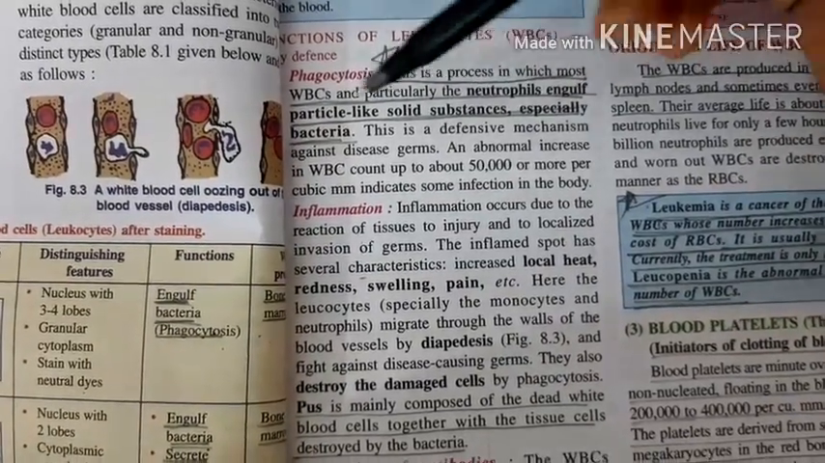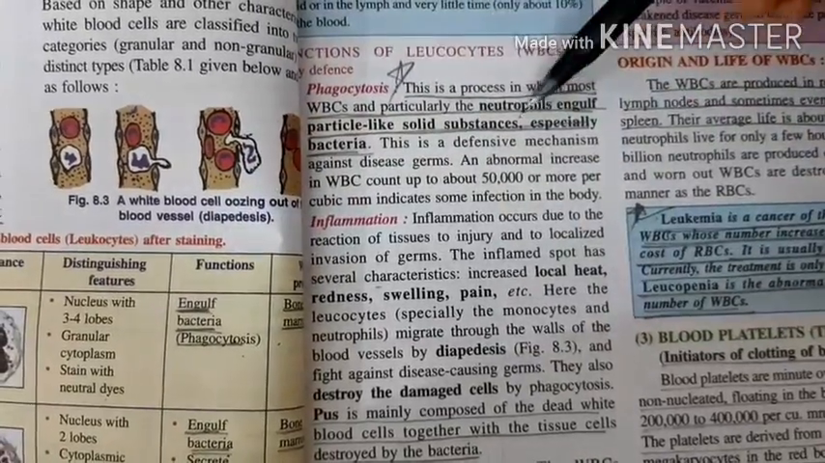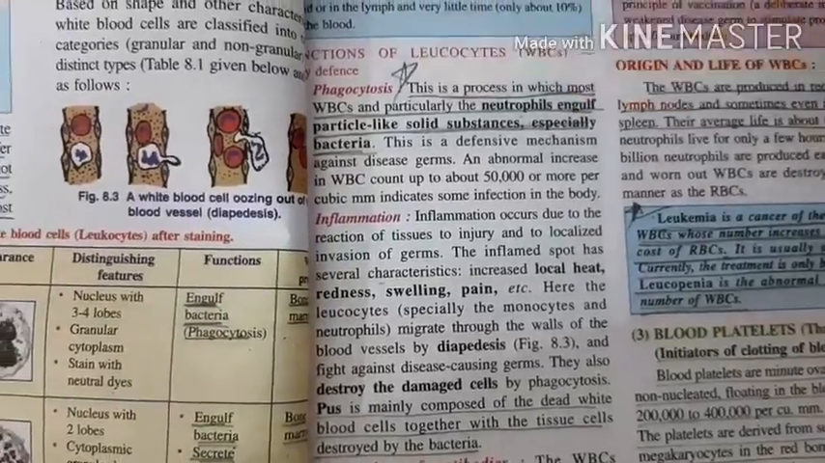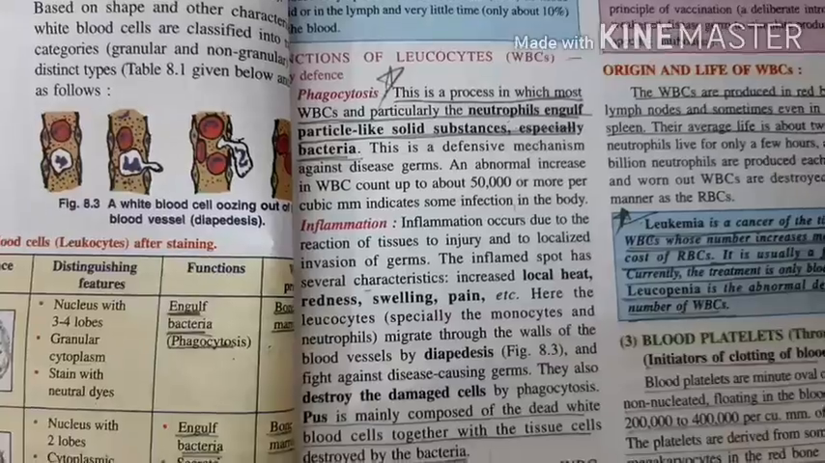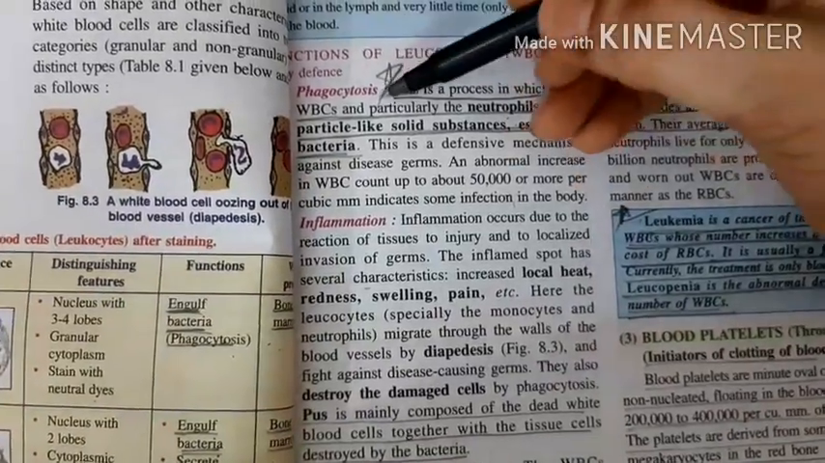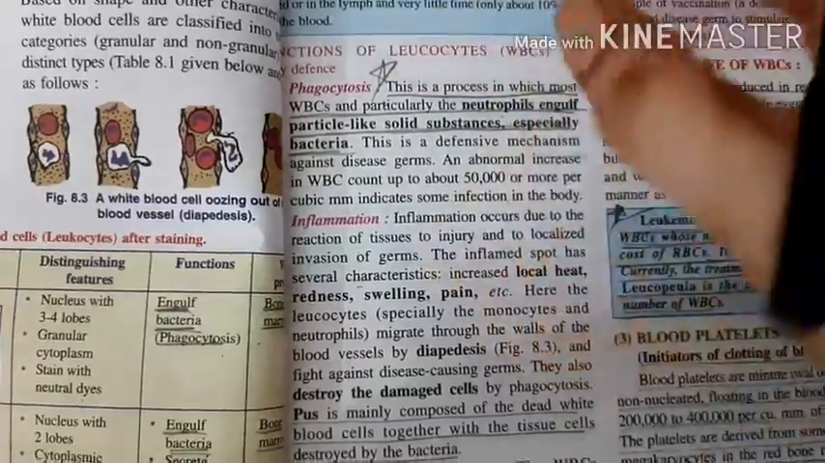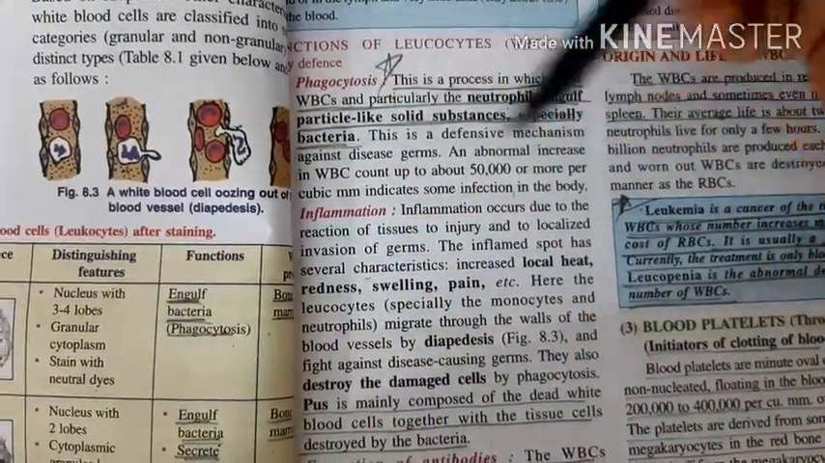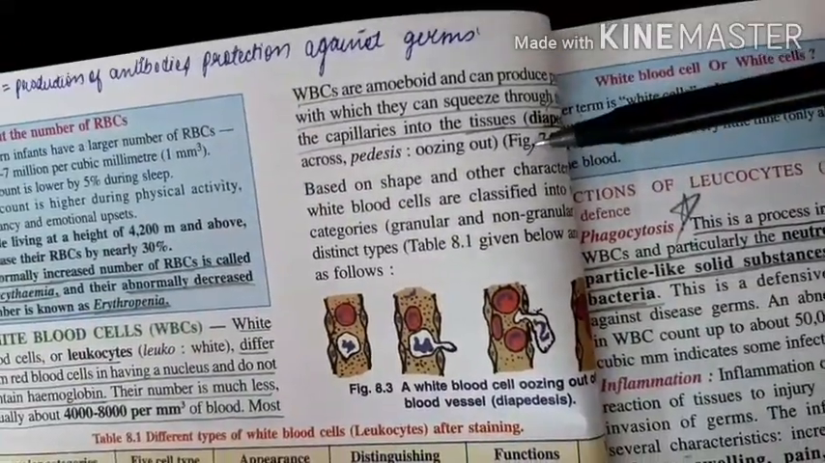This is a process in which WBCs, and particularly we have studied neutrophils, engulf particles, solid substances, usually the bacteria, whatever foreign particle gets inside our body. The WBCs will engulf them, and this process is called phagocytosis. And since WBCs are present inside our blood vessels, they will come out of the blood vessel by the process called diapedesis. So those two terms are connected.